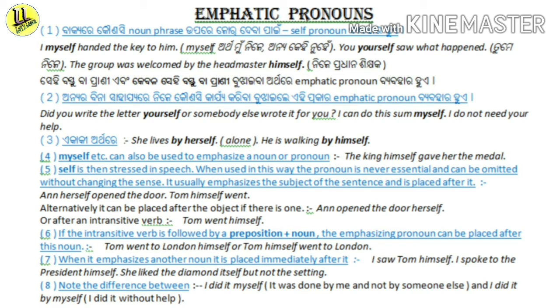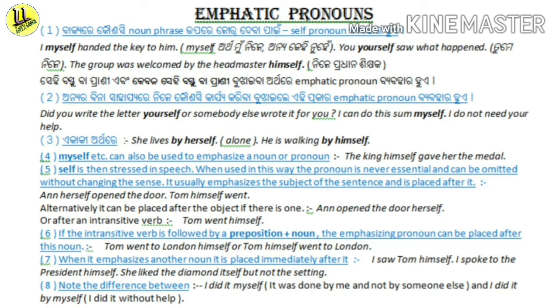And then the second point. Without anybody's help, if anyone wants to do any work, at that time we use emphatic pronoun. For example, did you write the letter yourself or did somebody else write it for you? I can do this myself. I do not need your help. In these cases, we use emphatic pronoun.